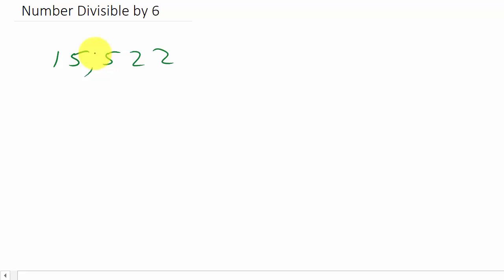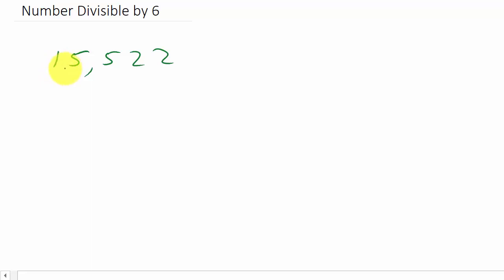Alright, so first, does 2 divide into the number evenly? Yes, 2 does, because 2 divides into an even number evenly. So if the number is even, 2 divides into that number evenly. Okay, now we got to check to see if 3 divides into the number evenly. Well, I've got a separate video on this, but I guess you're going to get it here.